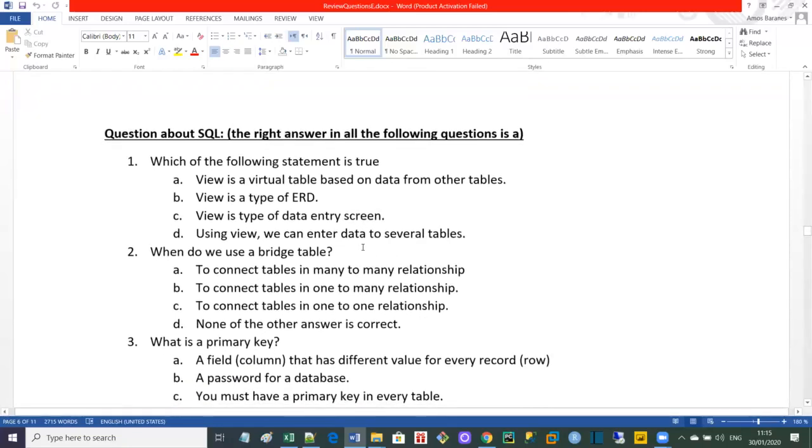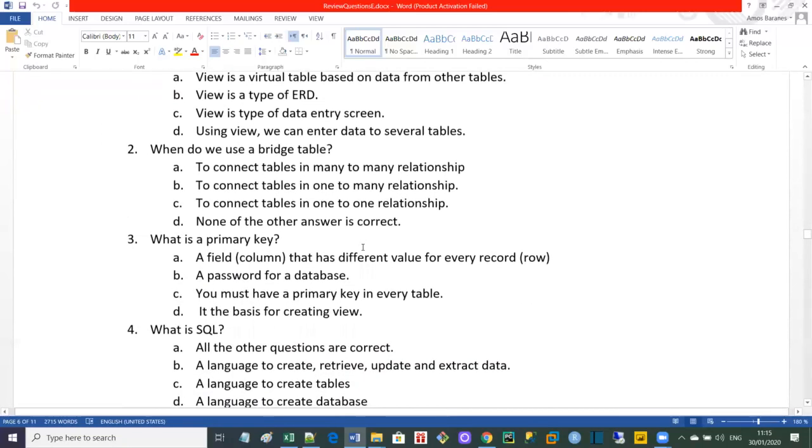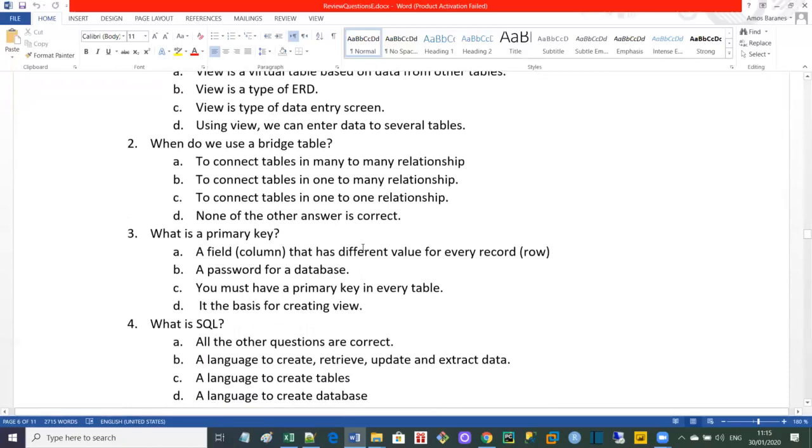Question number 2, when do we use a bridge table? That should be familiar by now. We went over that several times. A bridge table you have to have in case you want a many-to-many relationship between two tables. For example, if I want a relationship between students and courses, I can't have a many-to-many relationship between those two tables unless I put a table in the middle between those two.